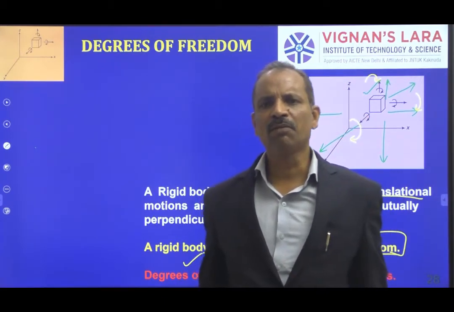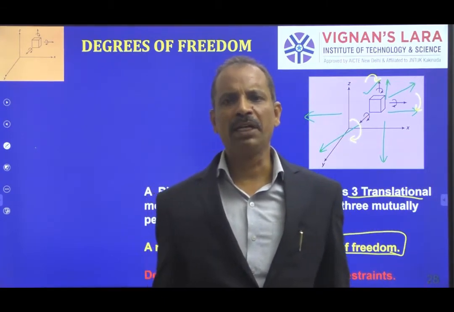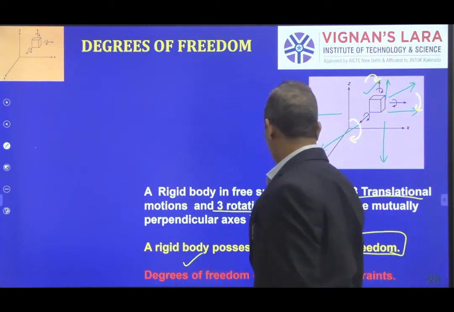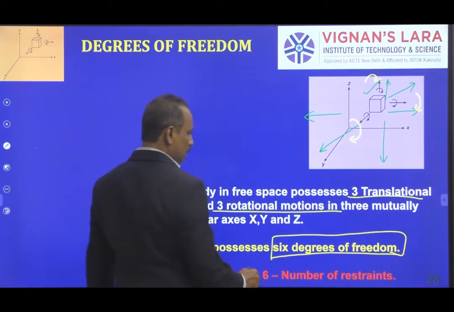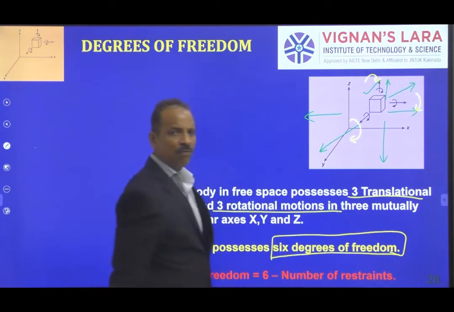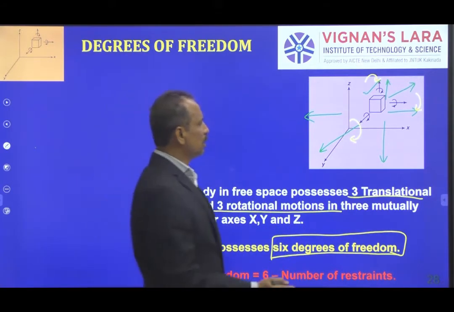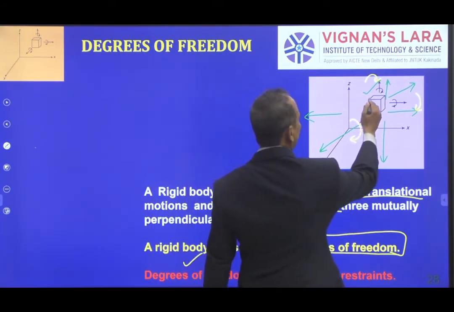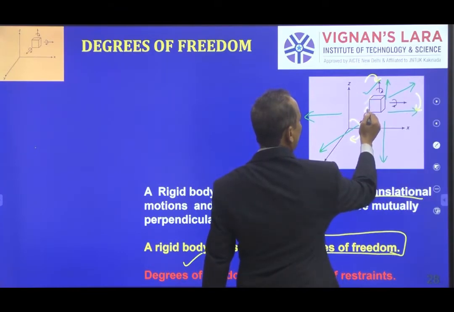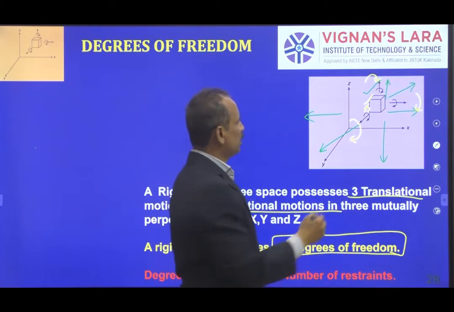At the same time, if the rotations are also prevented, then those are also incorporated. Then you can see this is 6 minus the number of restraints. Suppose I restrain rotation in one direction, this is a rotation prevented.